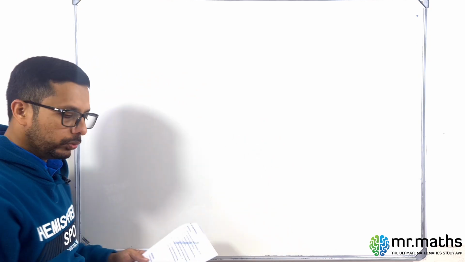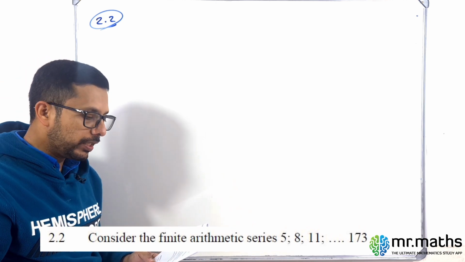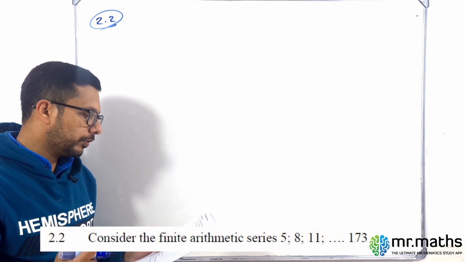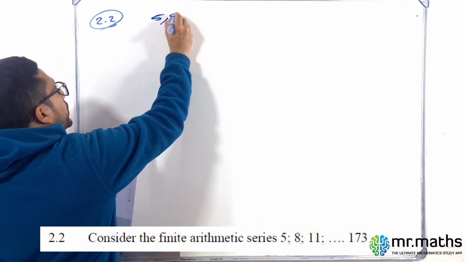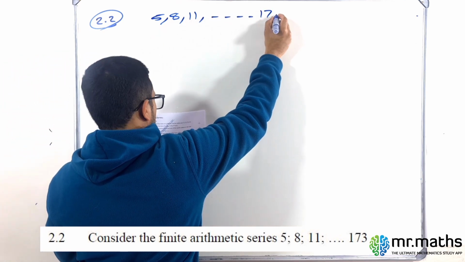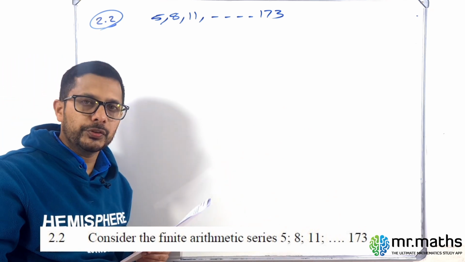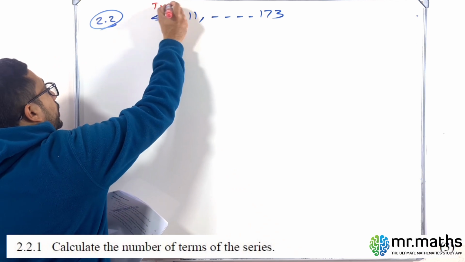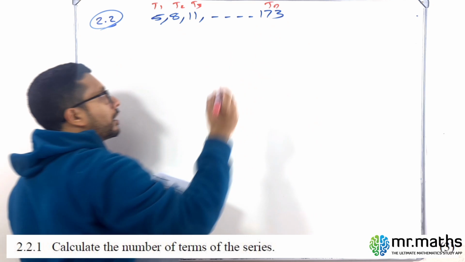Question number 2.2. What is that question? Consider the finite arithmetic series. What does finite mean? There is an end there. So consider the finite arithmetic series, 5, 8, 11, etc., and its last term is 173. Don't forget that the last term we represent with tn. So here the first term is t1, t2, t3, and this one is tn, the last term.